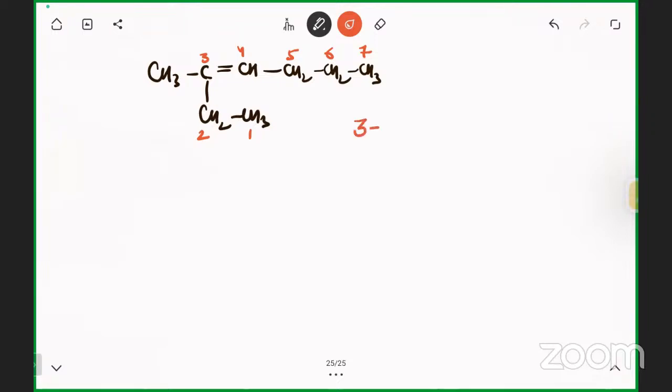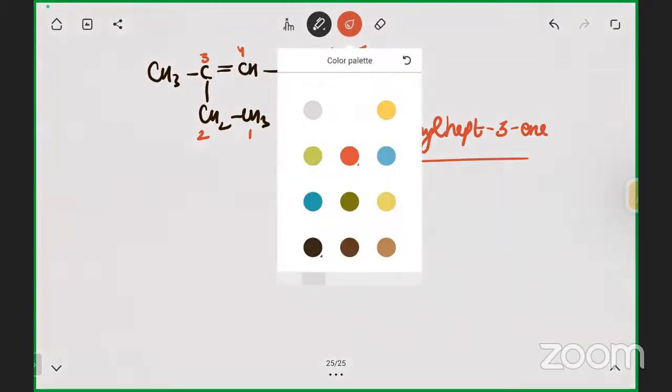On the third position, we have methyl. We have 7 carbon in the main chain, so it will be considered as hept. On the third position, we have double bond, 3 ene. 3 methyl hept 3 ene. Clear? Yes, sir. Okay, let's move further to the next example.